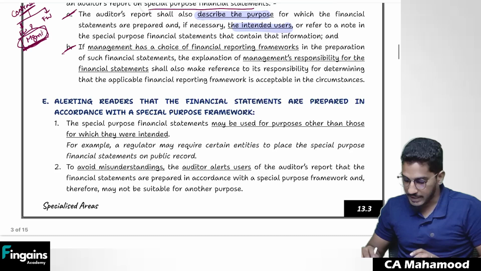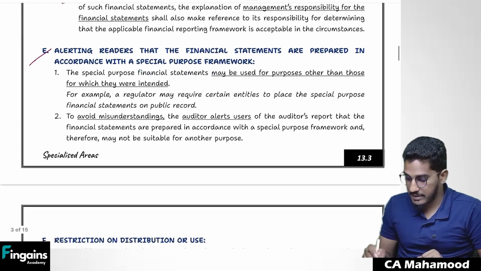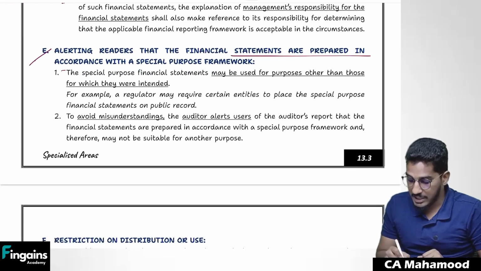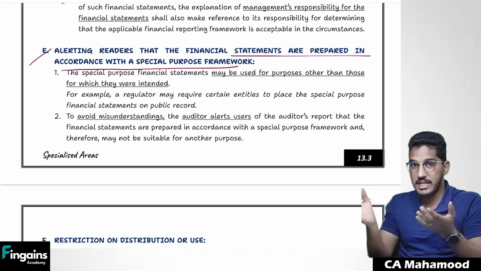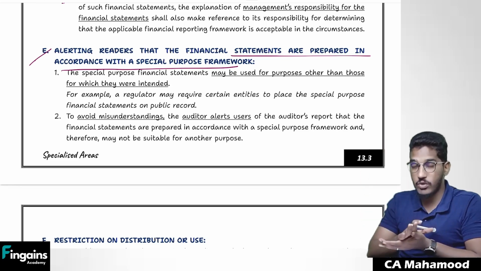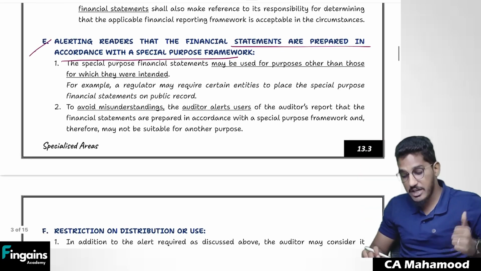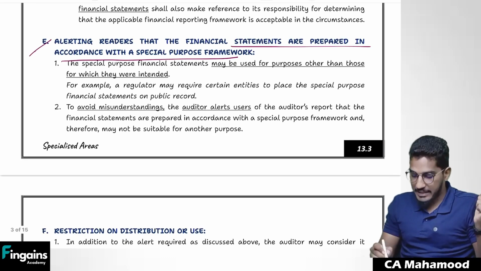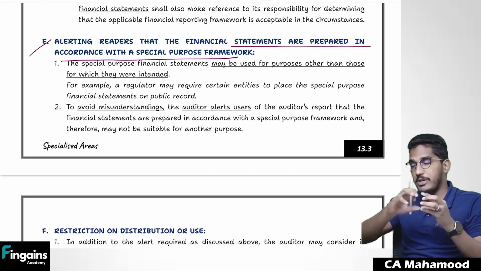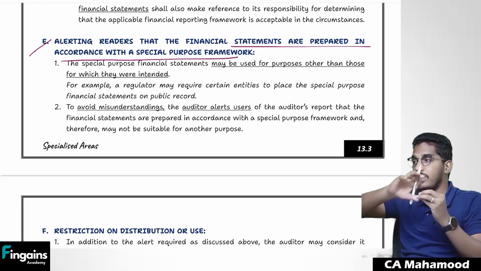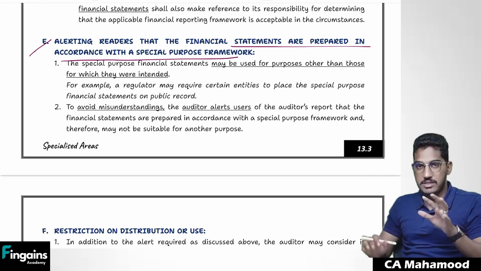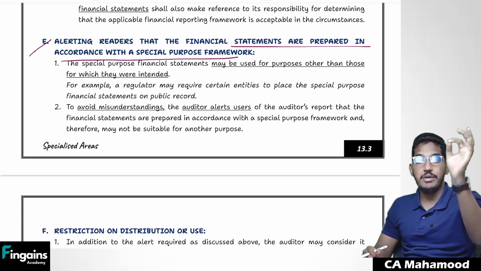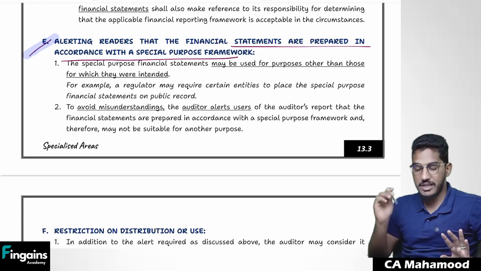Next, alerting the readers that the financial statements are prepared in accordance with a special purpose framework. Even in your audit report, you have to alert anybody who is reading that audit report on the special purpose financial statements, saying that these financial statements are prepared only for specific users, only for a specific purpose. As a normal user, don't refer to these financial statements for your decision making. That you have to clearly mention. You have to alert the readers.